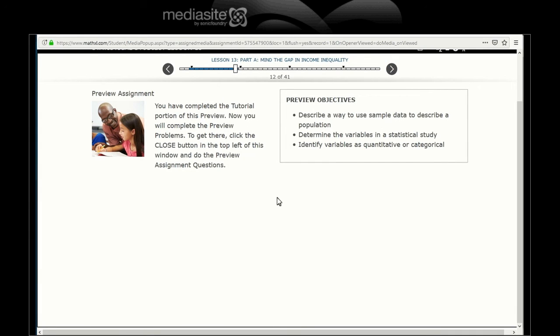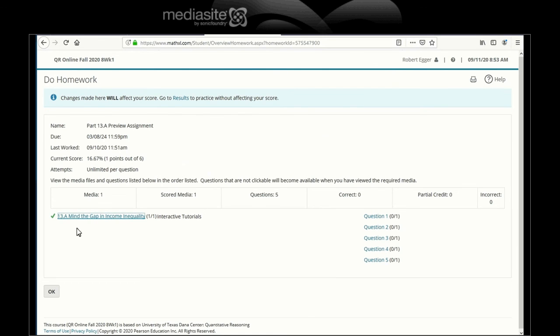Okay. So in this lesson, we did some describing on how to use data. Determine what variables are in this statistical study, and identify both the quantitative and categorical data. What could be quantitative, what could be categorical. So with that, that completes the interactive tutorial. So go back and do it yourself again, and I'll see you shortly for questions 1 through 5.